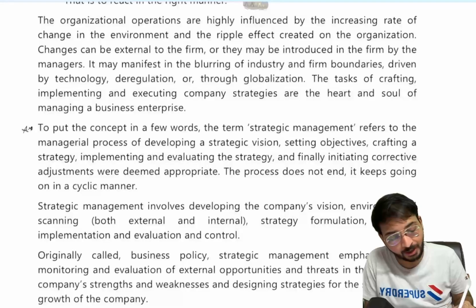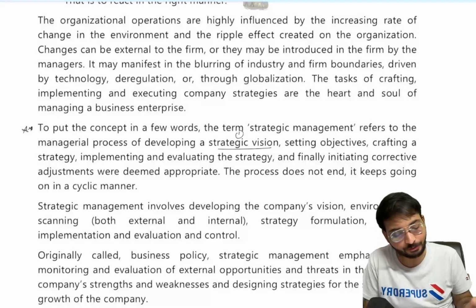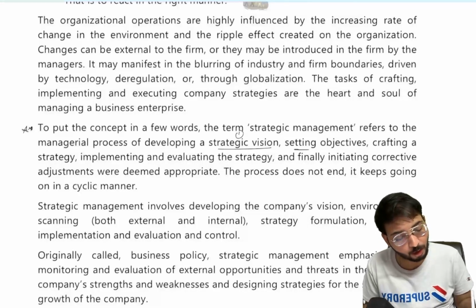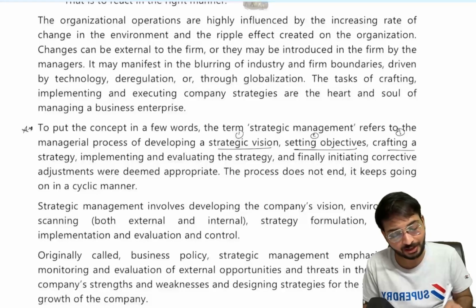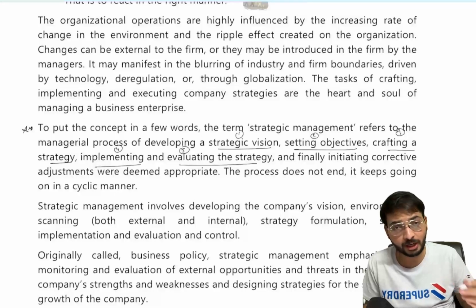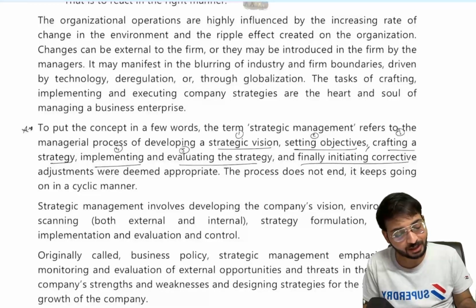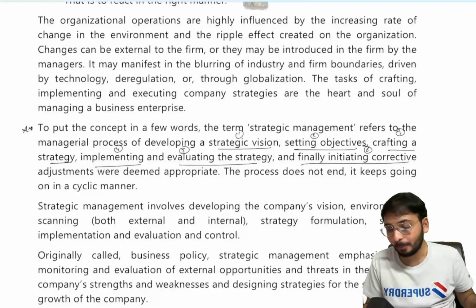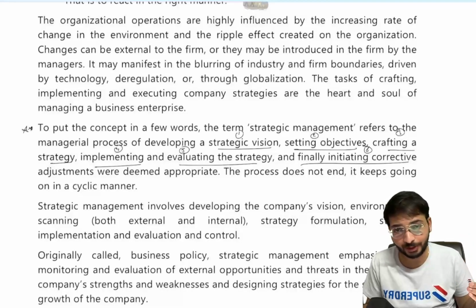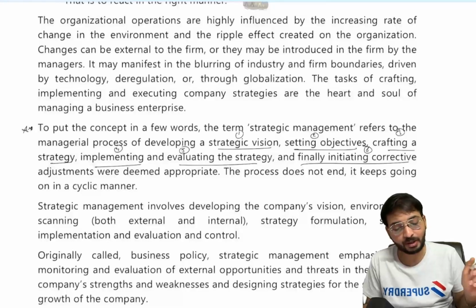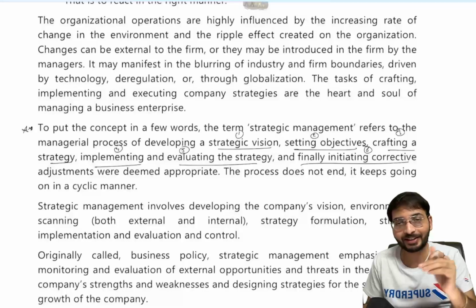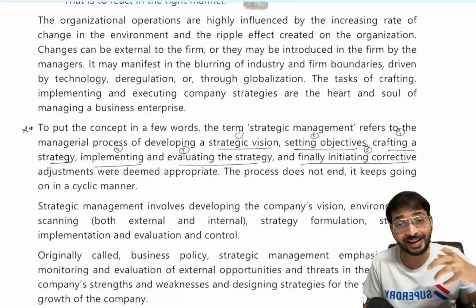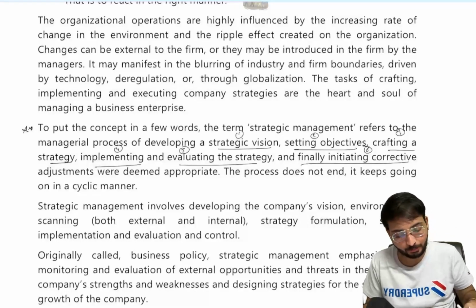What we'll be studying? Number 1, to develop a strategic vision. Number 2, you set the objectives. You craft a strategy, you implement the strategy, you evaluate whether it is perfectly working or not, and finally initiate the necessary corrective adjustments. This entirely we'll study in the last chapter, but for right now, the definition of strategic management is: you develop the strategic vision, set the objectives, craft a strategy, implement that particular strategy, evaluate, and if there are any necessary corrective adjustments, you can make them.